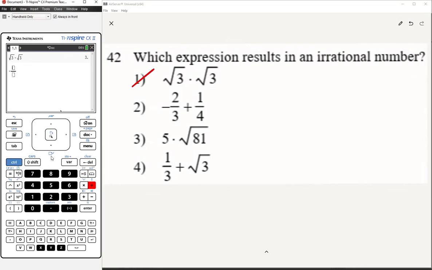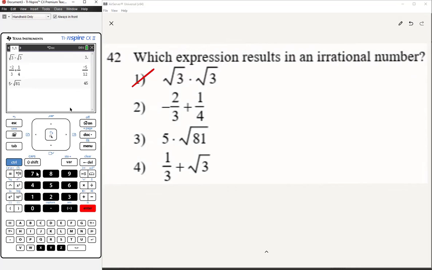Negative 2/3 plus 1/4, and then you press enter and you get a fraction. The fraction is the essence of a rational number. It's the ratio of two integers. And then we're going to do the next one, 5 times the square root of 81. If you know that 81 is a perfect square, then you know this is going to be rational. It's just 45.